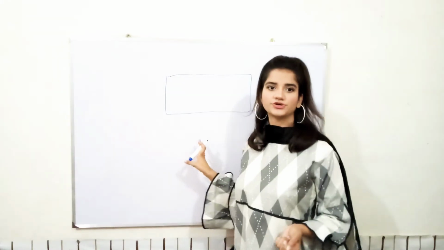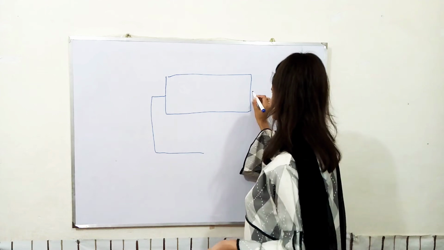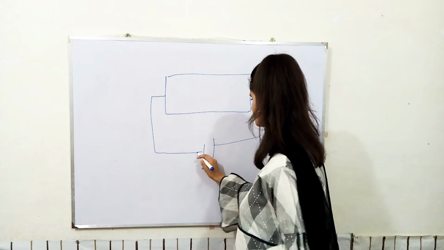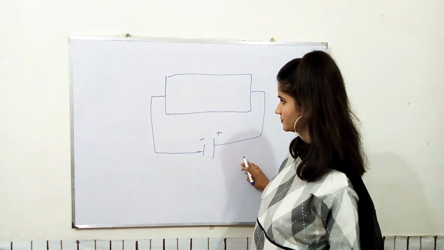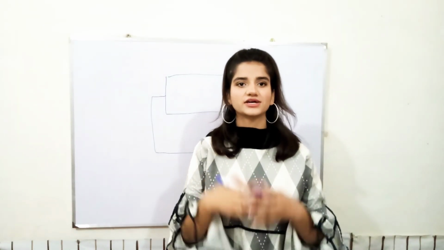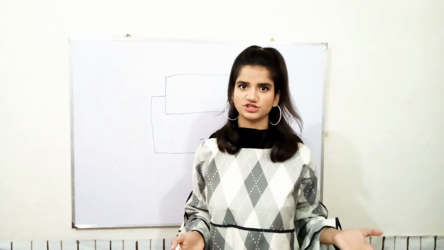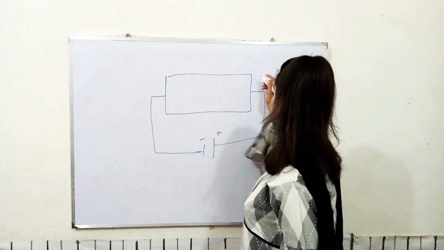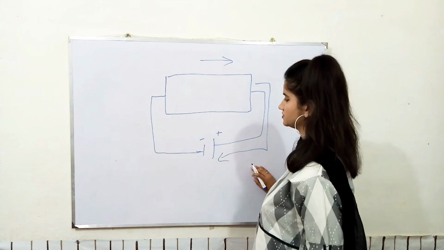We applied potential difference across the ends of the conductor. For example, these are the ends of the conductor and we applied potential difference. So this is the positive terminal and this is the negative terminal. We know very well that when current flows, free flow of electrons occurs. The electrons travel towards the positive terminal as they are attracted toward the positive terminal. So according to that, the current will travel in this direction, as here is the positive terminal.